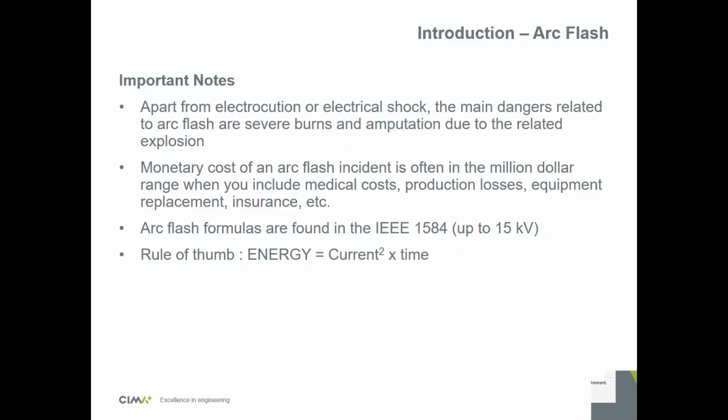So rule of thumb, the arc flash formulas are very, very complicated, especially the IEEE 1584 2018 version. But the rule of thumb for arc flash energy calculations is that the energy equals the current squared times the time of exposure. So remind yourself that the two main aspects that affect the energy are the current, the fault current available, and the time of the exposure.